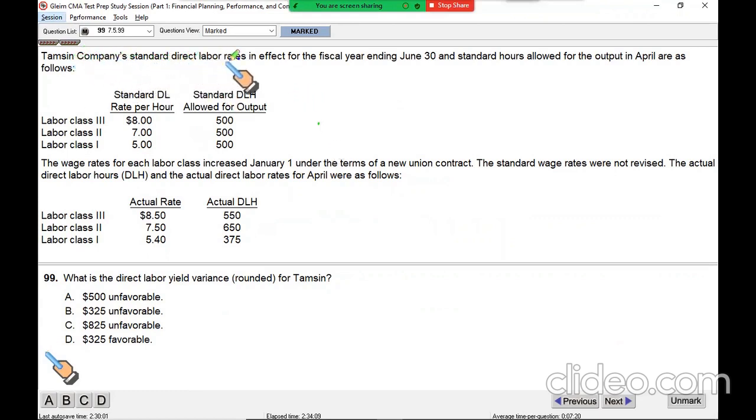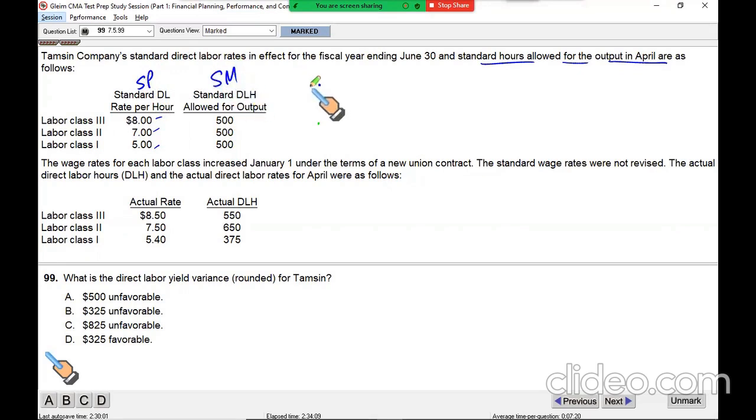Thompson Company standard direct labor rate is in effect for the fiscal year ending 30th June, and standard hours allowed for the output in April are as follows. We have three different types of labor, labor class 3, 2, and 1, and the rates are accordingly highest, average, and lower. And we thought 500 hours for each class of labor. So this, my dear people, is the standard price. This is the standard mix.